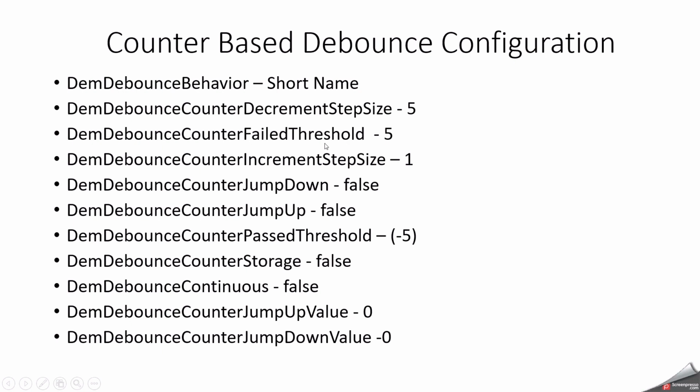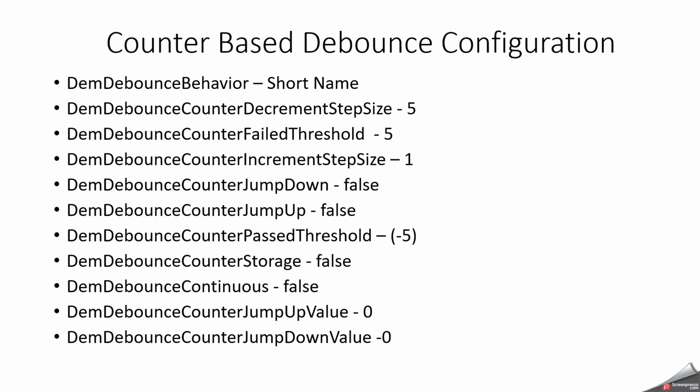And the counter failed threshold. The counter failed threshold means if it reaches 5, and the step size increments one by one, then after 5 reports it will reach the failed threshold. Once the failed threshold value is reached, the particular event will be considered as a confirmed event.